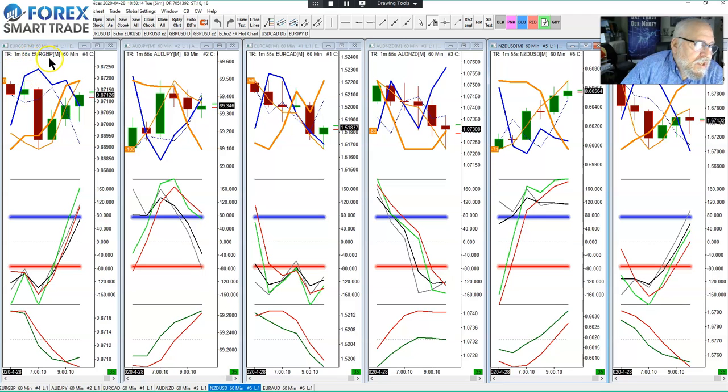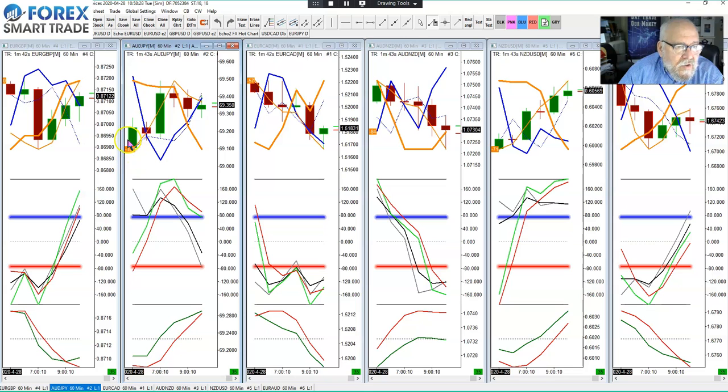On Euro GPP, I've got a 0. And I've got 3 of the 4 lines above. I want to have all 4 lines above. Let's keep going. Minus 100, so that's part 1 of the signal. But all my lines are up here. I want them down below the red.